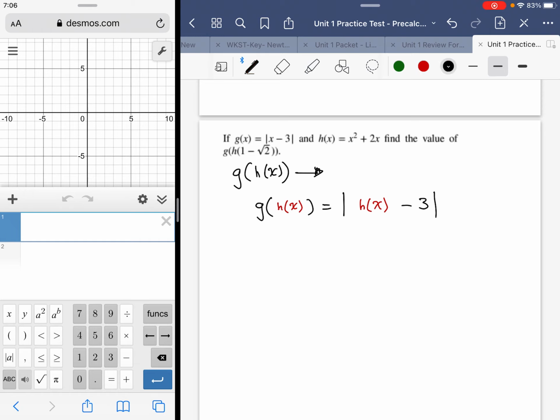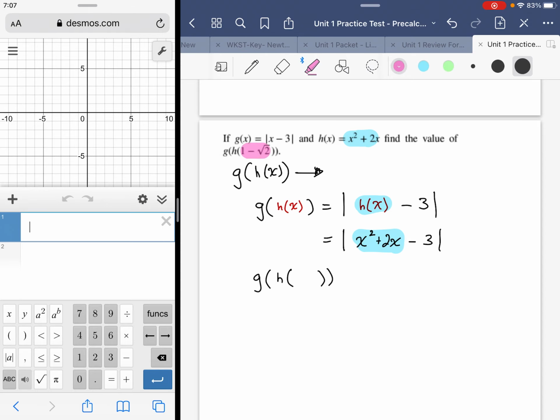All right, and so that would boil down to, because the h of x function is x squared plus 2x, that would be telling us, all right, rewrite this, but where I have h of x, make it x squared plus 2x, and then once I do that, we would find g of h of 1 minus the square root of 2. So everywhere I have an x in this function, replace it with a 1 minus the square root of 2.